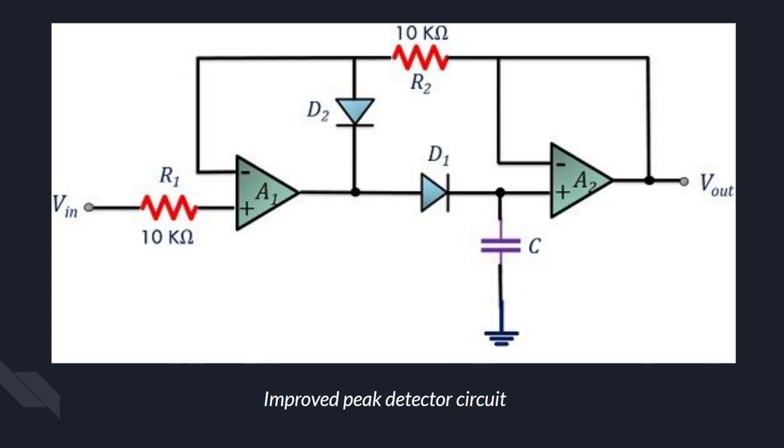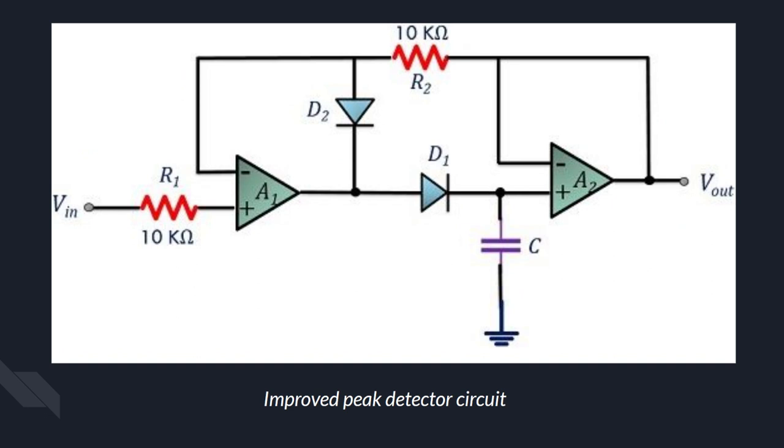The first op-amp provides a high impedance load in order to prevent loading effect, and the second op-amp performs a buffering action between the load and the capacitor. This circuit has the same basic principle as the basic peak detector.